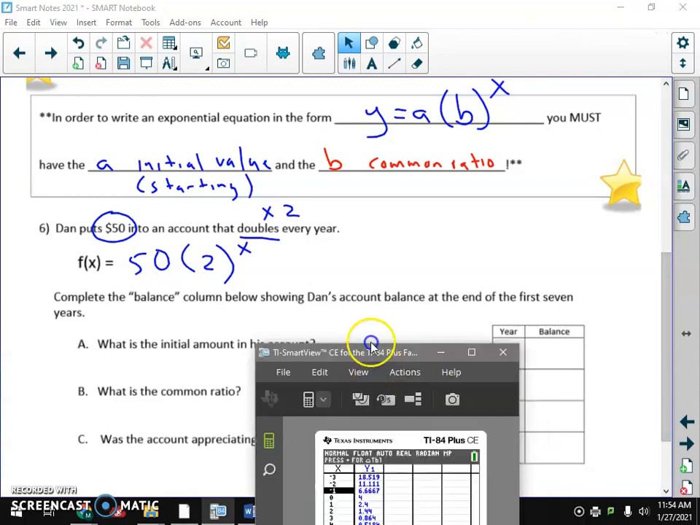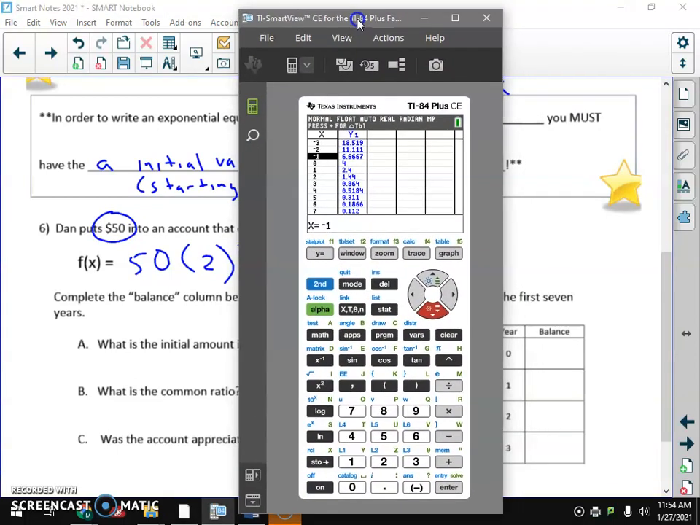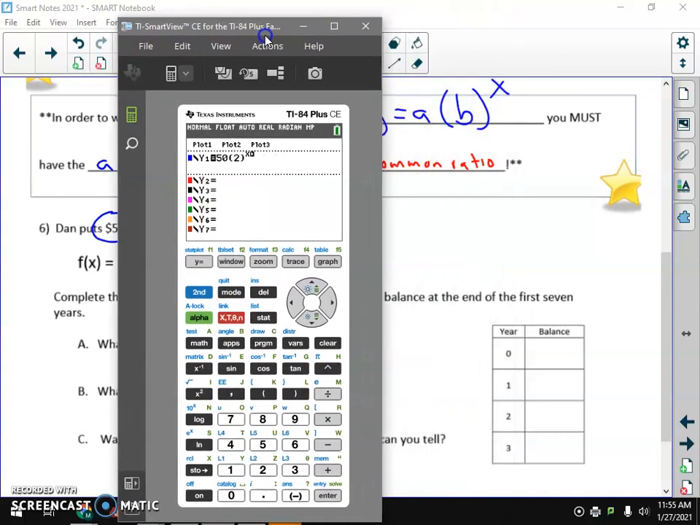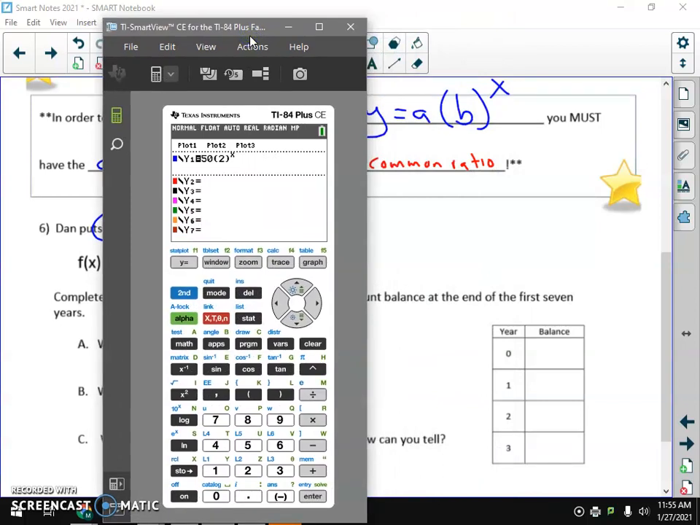So we're going to go to our calculator. We're going to plug that in. Y equals, clear that old junk out, 50, parentheses, 2, parentheses, caret, x. We have some values we're going to ask. Now, a lot of these real life problems won't have negative x values because there is no such thing as a negative year. So we're going to start at 0.